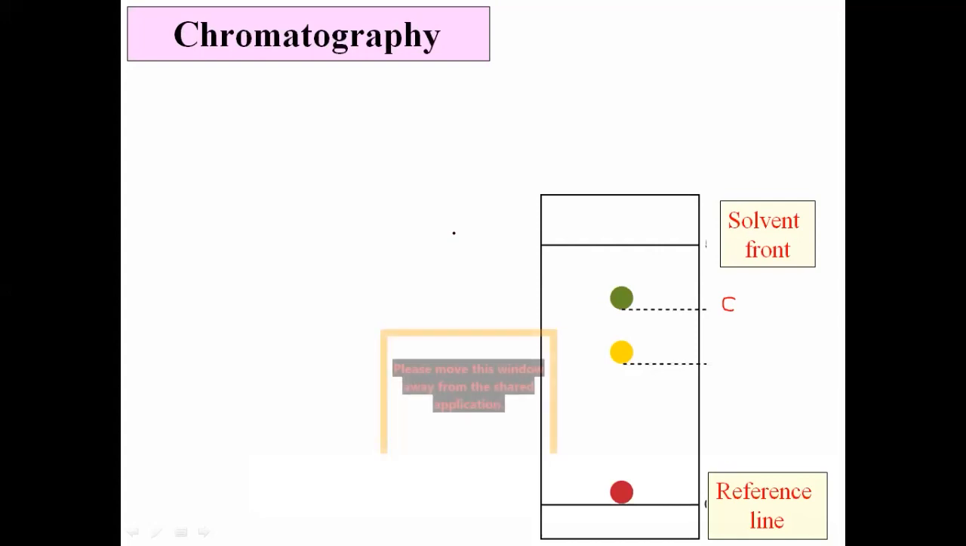What we have done is revision of how we performed paper chromatography at BSc 1 level. I have revised it a little. We separated nickel, cobalt and copper by using paper chromatography.